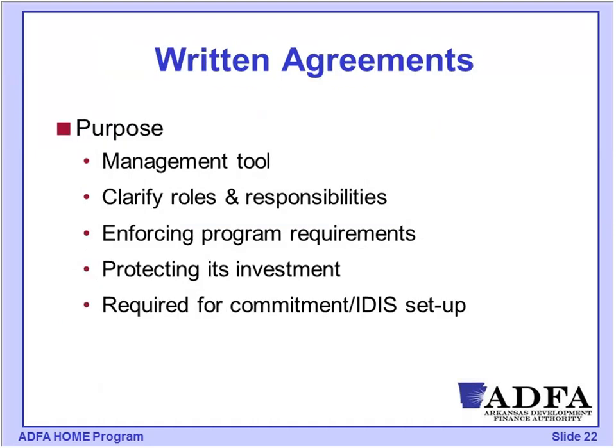So let's talk a little bit about our written agreements. I mentioned that once the award notification had occurred and the environmental review had been completed, the written agreement is going to be executed between ADFA and the recipient of those funds. It might be a developer who's going to be implementing a project, or it might be a state recipient who's actually going to run a local program. The written agreement, as I think I mentioned before, becomes part of your management tool for knowing what my requirements are, what the timing requirement is, and what expectations I'm going to be held accountable for.